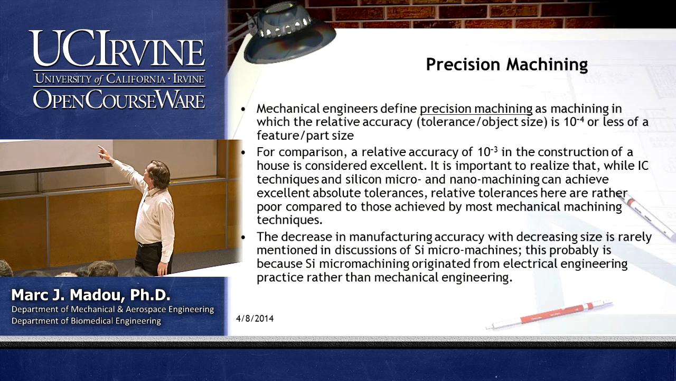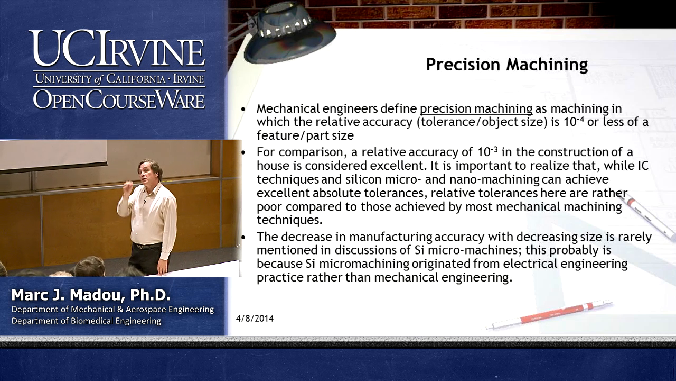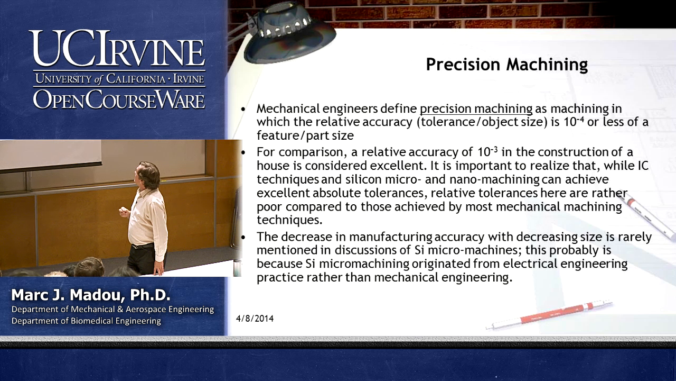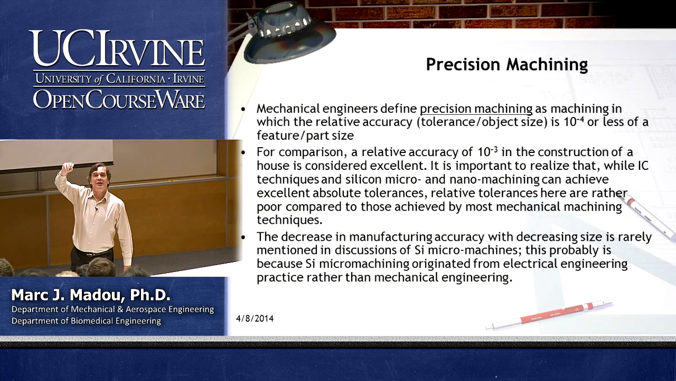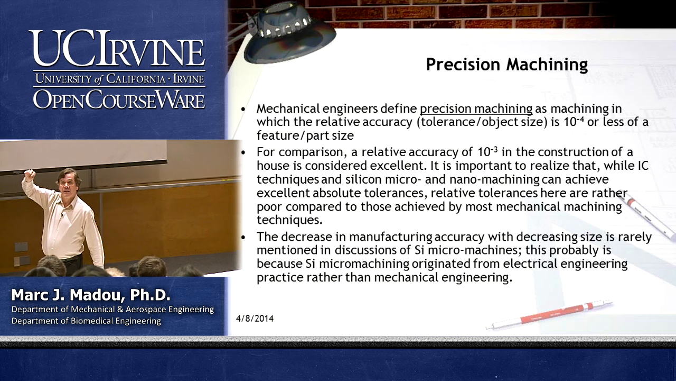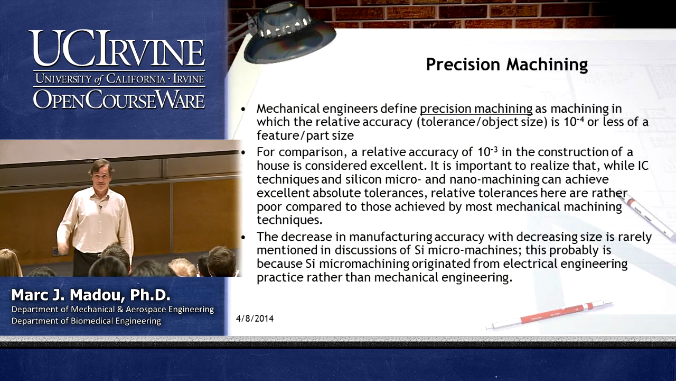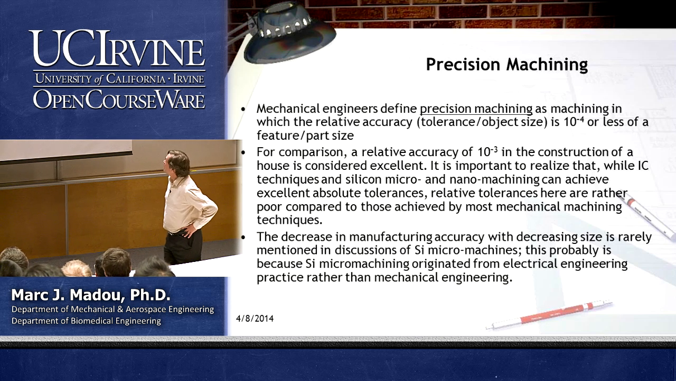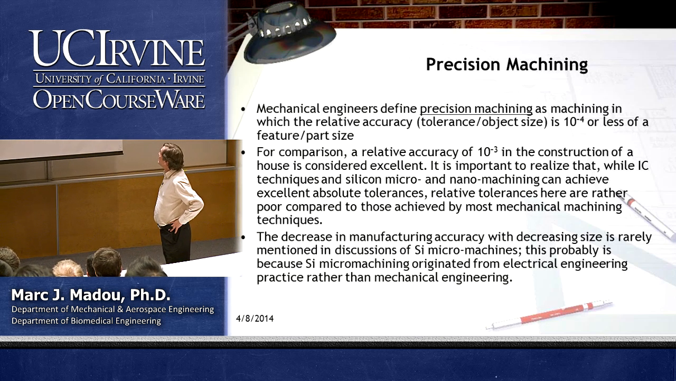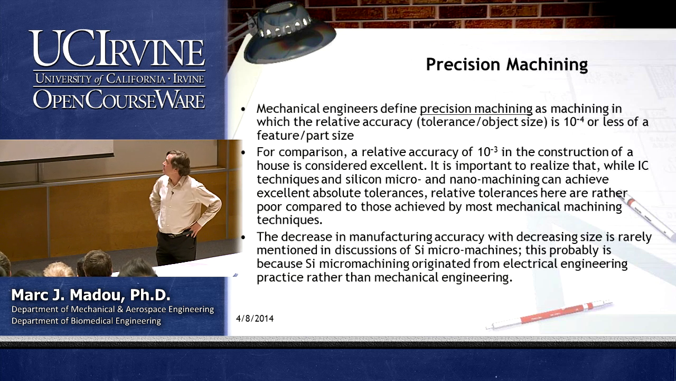But to do precision machining, that number needs to be 10 to the minus 4 or less. And in the case of integrated circuitry, how much was it? In the case of 100 microns, what did I tell you? About 1%. So way, way worse, right? So for comparison, a relative accuracy of 10 to the minus 3 in the construction of the house would be excellent. You will not achieve that.